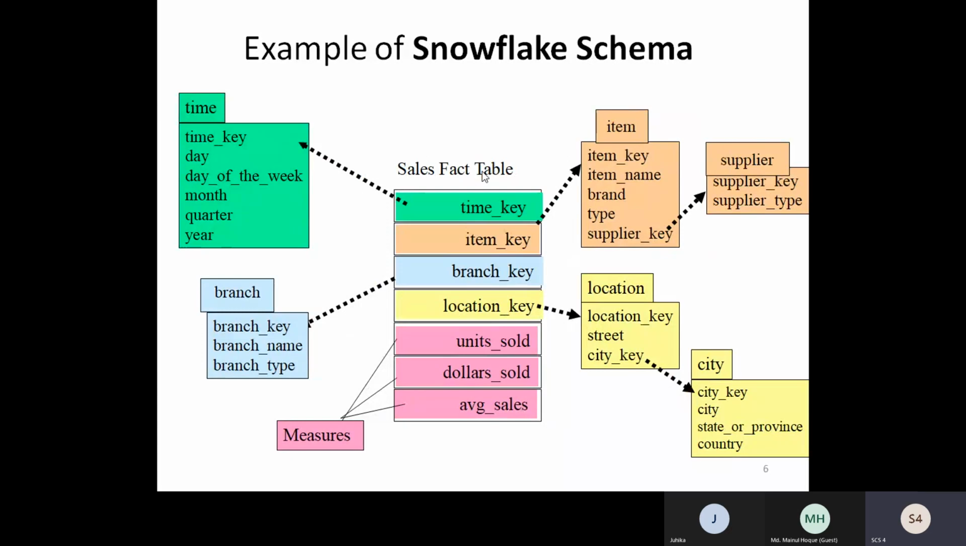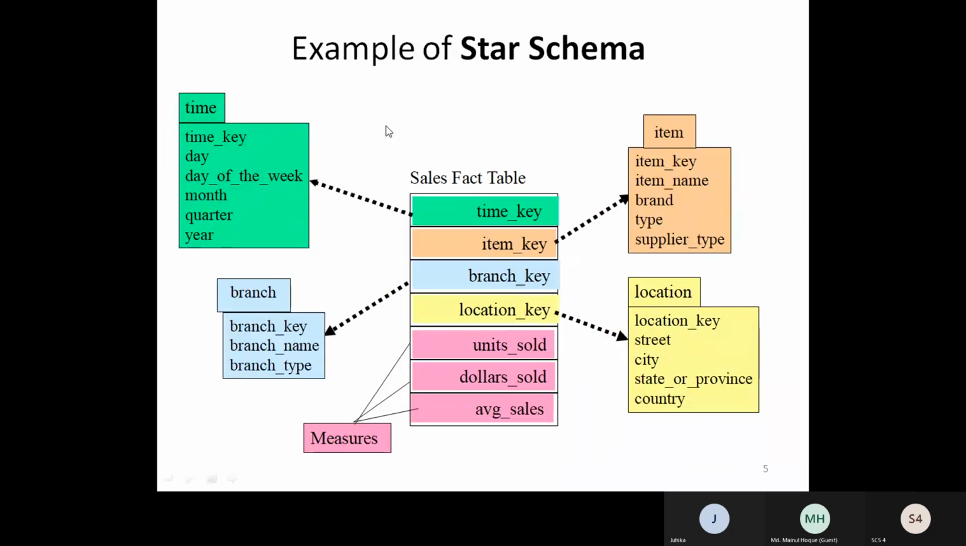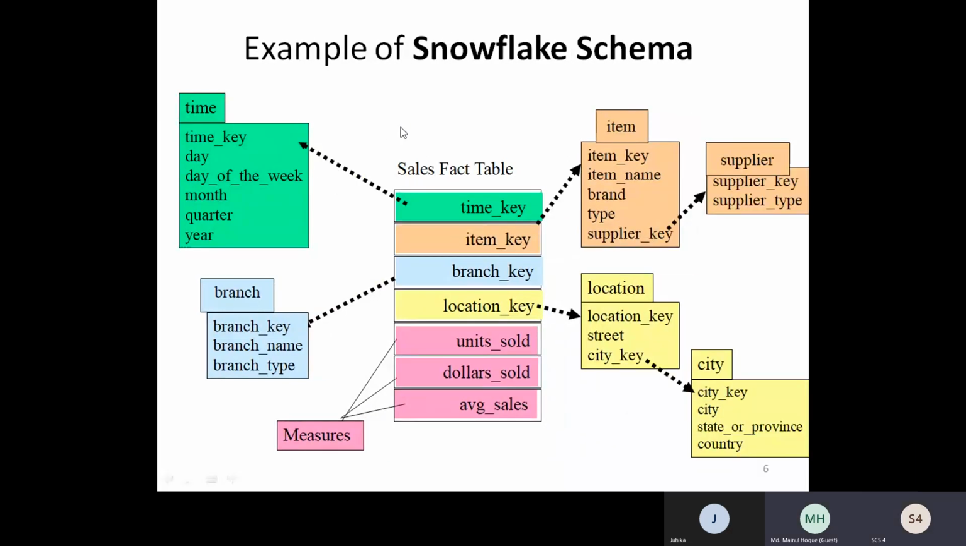Then the next one is the snowflake schema. Before that, I would like to know from you, what do you understand by the term snowflake? What does snowflake mean, can anyone tell me? Snowflake is something like a star only, with different branches. It's just like a star, but it has separate, additional branches.